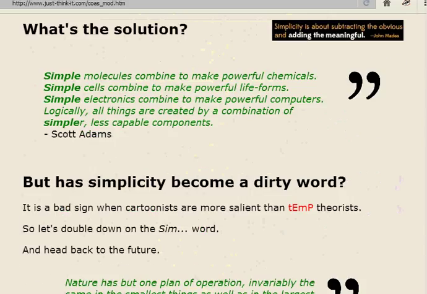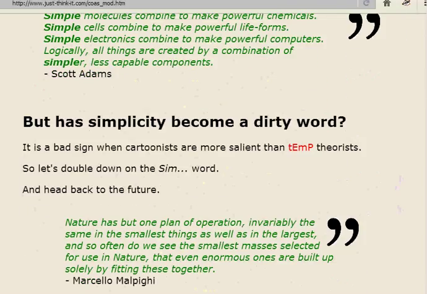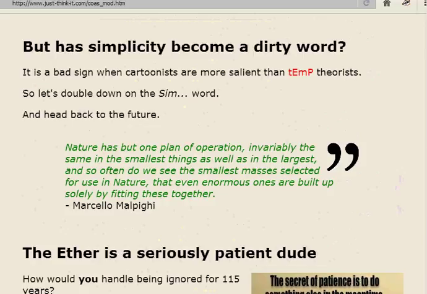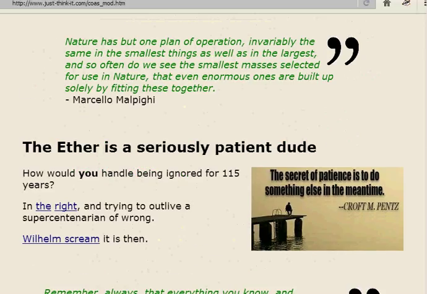It is a bad sign when cartoonists are more salient than temp theorists. So let's double down on the sim word and head back to the future. Nature has but one plan of operation, invariably the same in the smallest things as well as in the largest. And so often do we see the smallest masses selected for use in nature that even enormous ones are built up solely by fitting these all together. Marcello Malpighi.